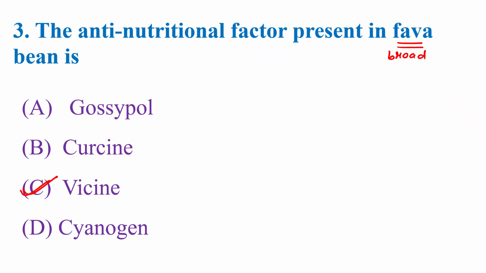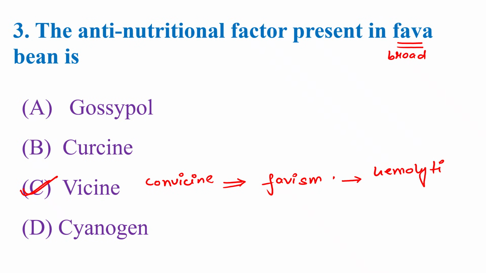What happens to them? Like this vicine and its correlated compound, that is convicine, they can cause a condition that is favism, which will lead to a hemolytic anemia. This means the breakdown of RBCs.